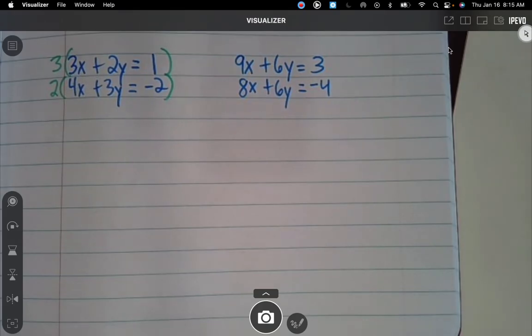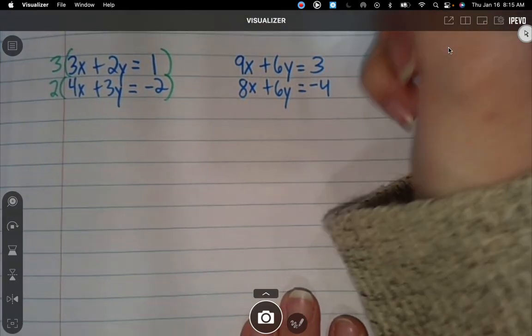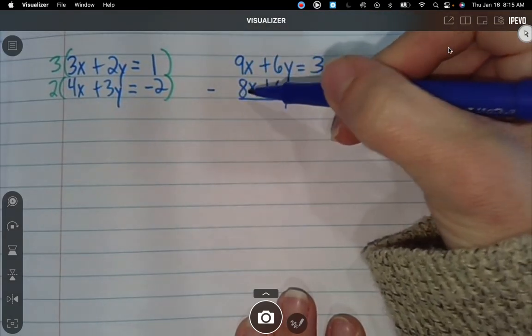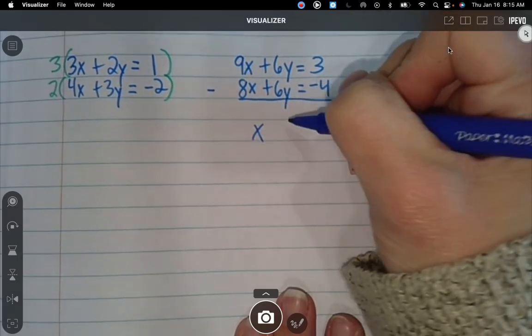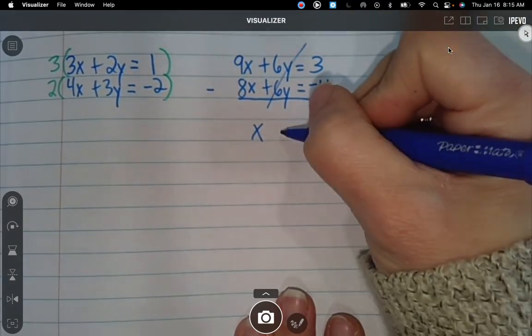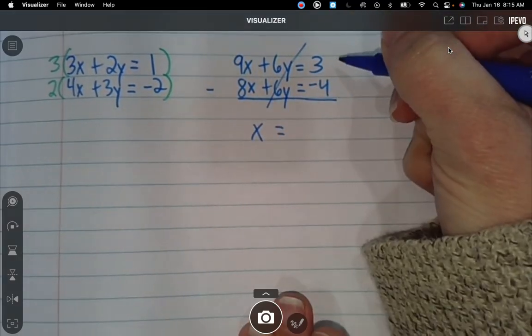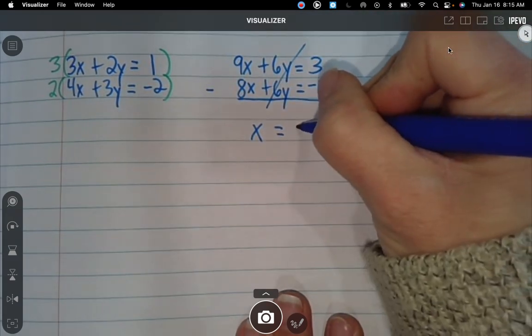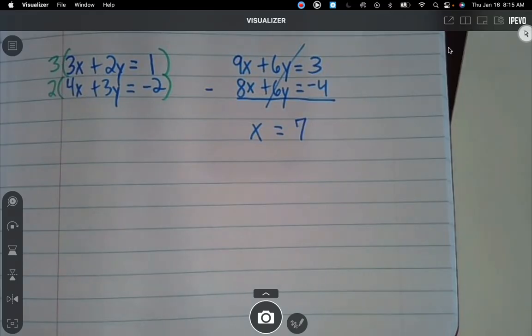What are we going to do? Subtract. The 6's are the same, so we're going to subtract. So what is 9x minus 8x? 1x. That's 1x. Those go away. And what is 3, careful here, minus negative 4? It's actually 7. X is 7.